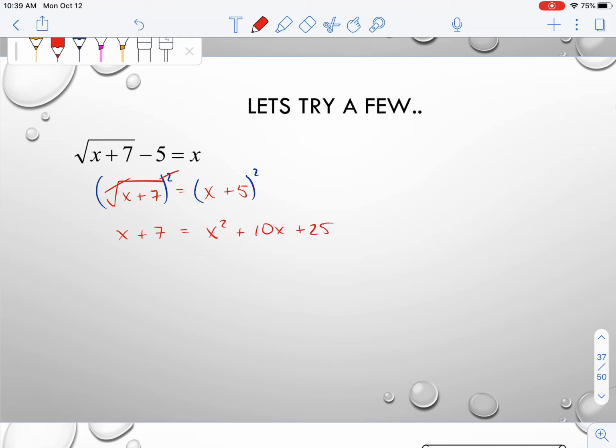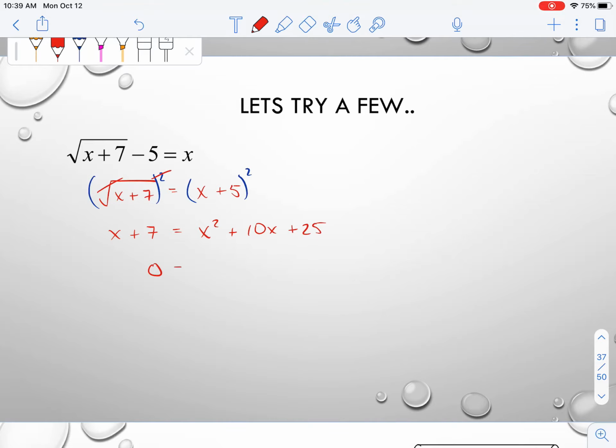I need to ask myself, what's the appropriate method through which I can solve the remaining equation? And again, here, I've got a quadratic equation. So I need to attempt to factor and solve. If it doesn't end up factoring, then I can go to the quadratic formula, completing the square, or one of my other methods. So let's get it set equal to 0. I'm going to subtract over the x, I'm going to subtract over the 7, and I'm going to get x squared plus 9x plus 18.